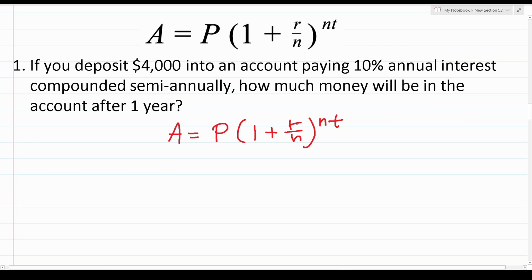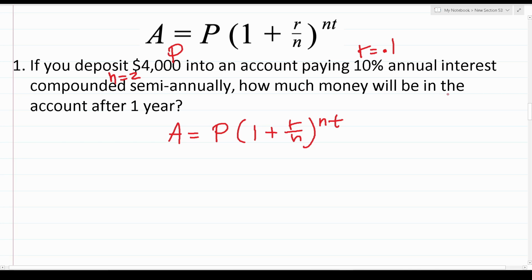Once you do that, you want to go back and identify what's given to you. Again, in this problem, it says if you deposit $4,000 into account. Well, that means we invest $4,000. So that's going to be our principal, paying 10% annual interest. Well, that 10% is going to be your interest rate. And of course, we're going to express that in decimal form as 0.1. It's compounded semi-annually. Again, compound refers to n, and semi-annually refers to twice a year. So n is going to be 2 in this case.